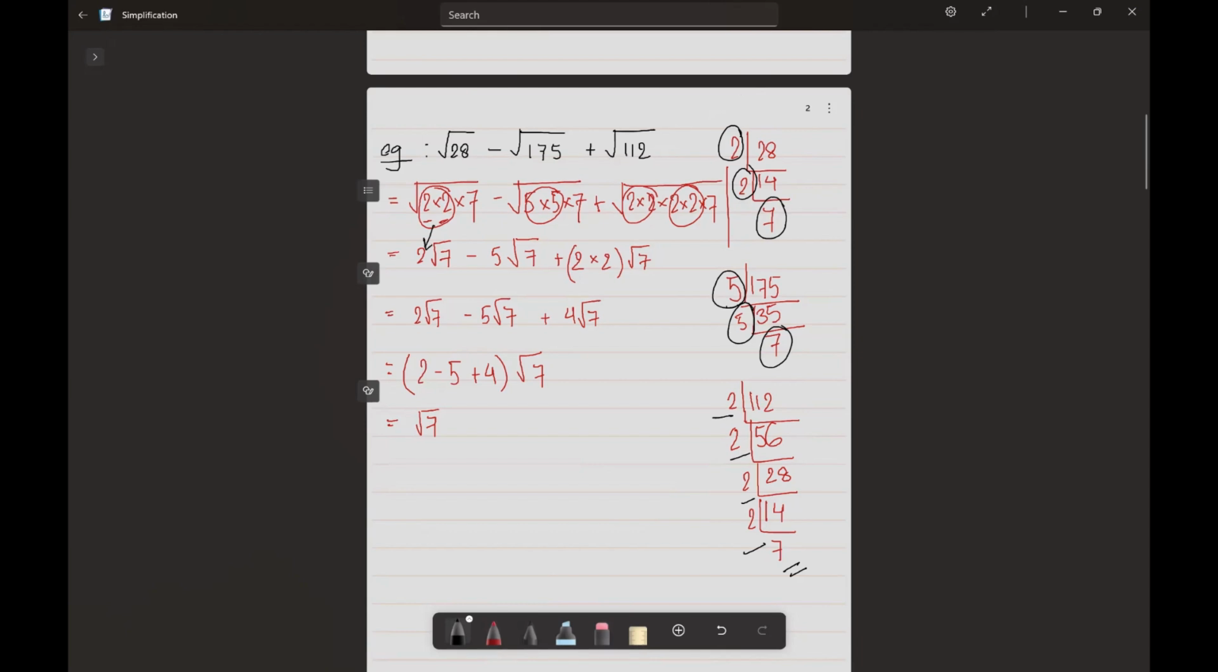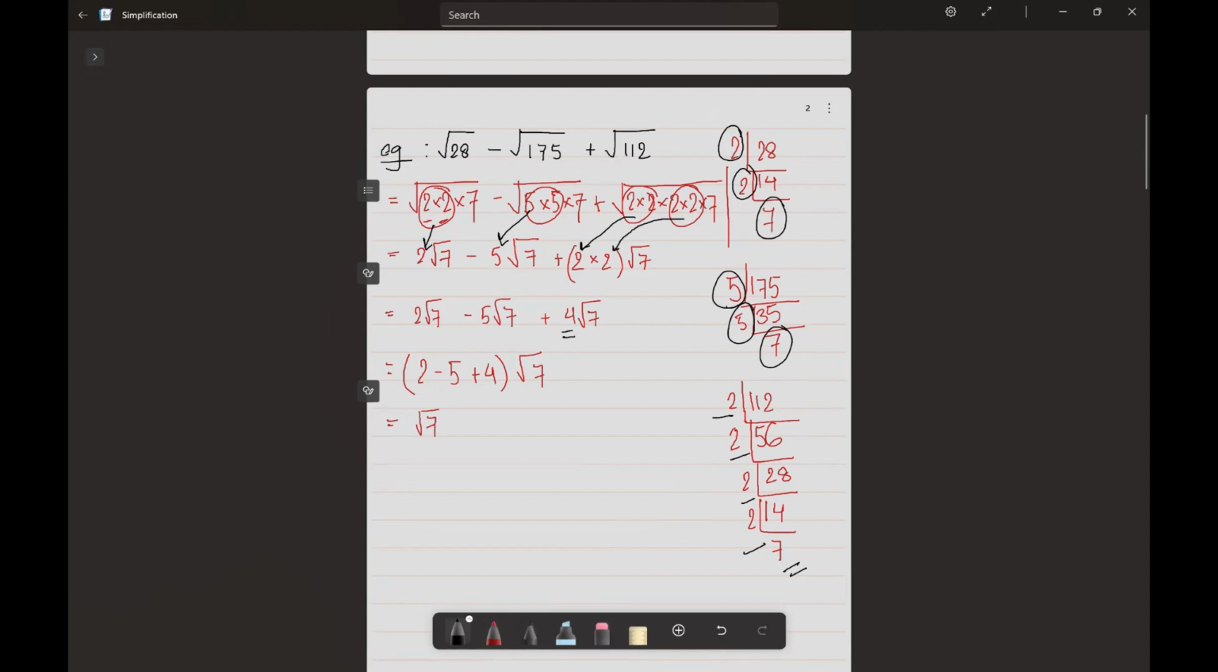For every two same numbers, 5 and 5, one 5 has come out of the root. For every two same numbers, this 2 has come in here, this 2 has come in here. So now we know from the rule of BODMAS that we have to multiply first. So 2 and 2 get multiplied first, and we have 4 in here.